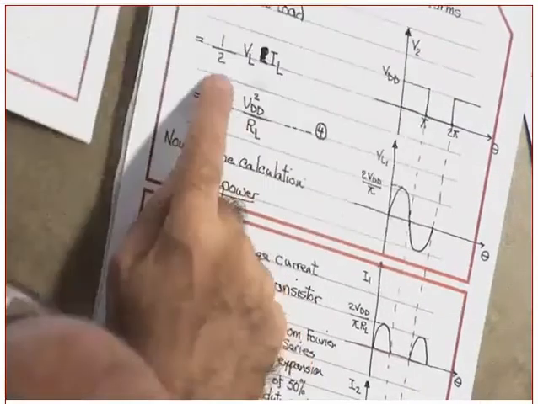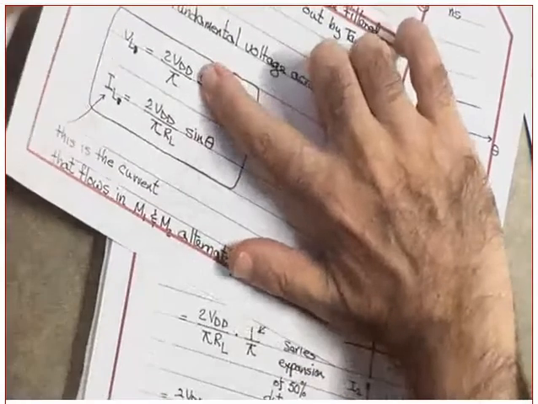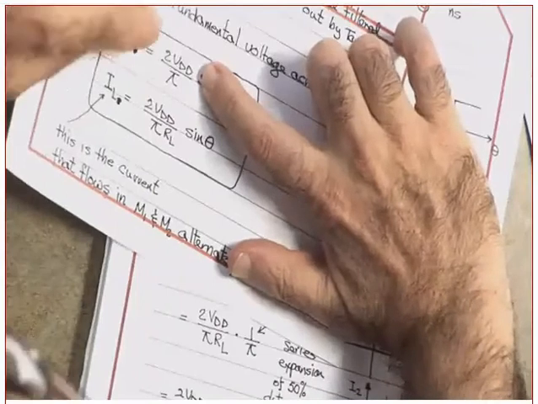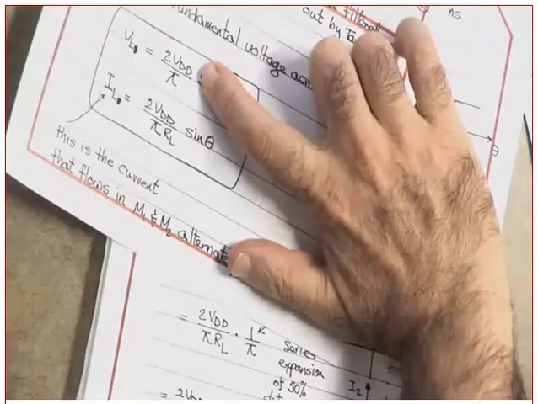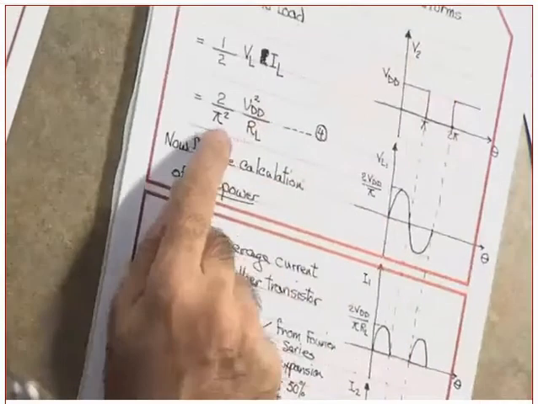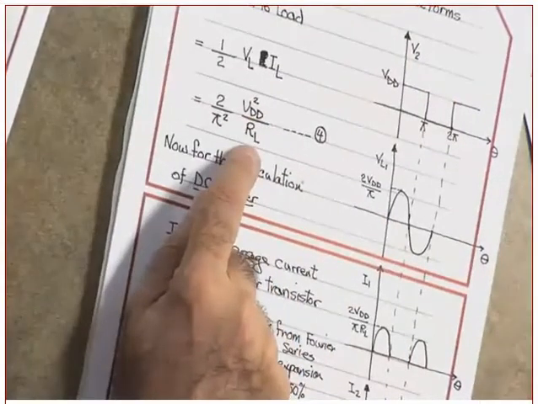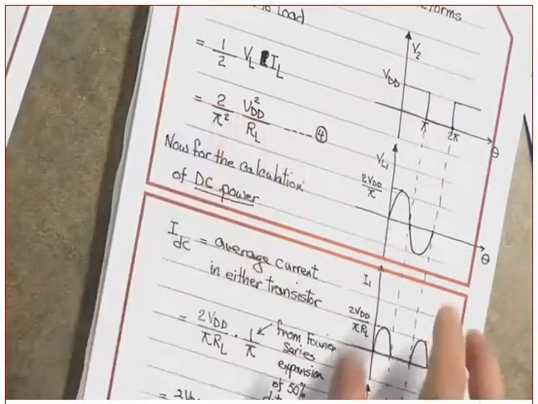What is the VL? 2VDD over pi. No sine theta. Why? Because I'm taking the peak. Yes or no? Yes. Times what? 2VDD over pi RL times what? 1/2. So what do I get? 2 over pi square, VDD square over RL. Clear this equation? No response. Yes or no? Okay, good.